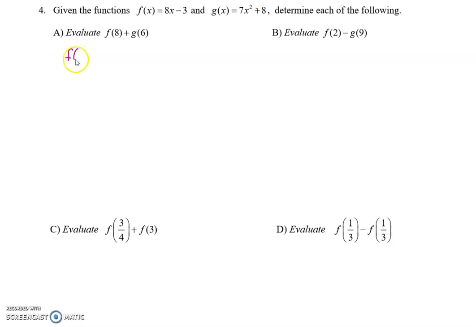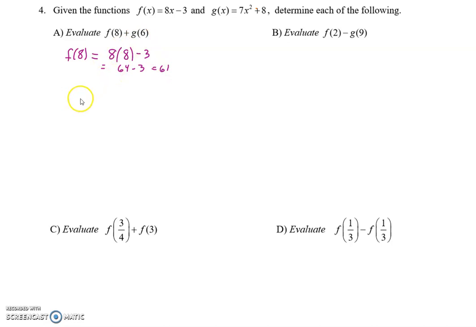So f of 8, take the function, which is 8 times x, but x is being replaced by the input of 8, and then subtract 3. And in order of operations, we're going to do this multiplication first here, 64. So this is 64 minus 3, which gives us 61. So now you know that f of 8 is 61.